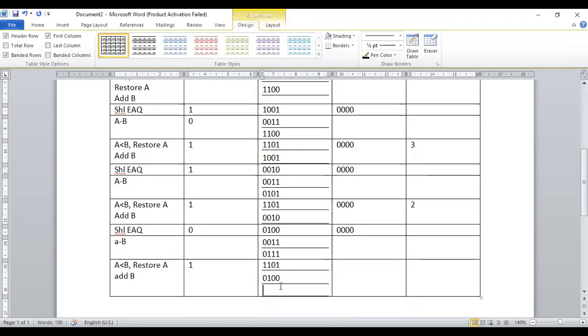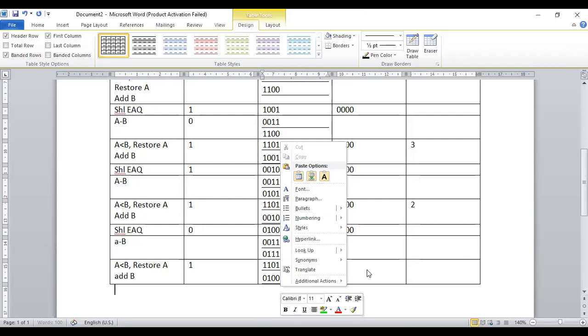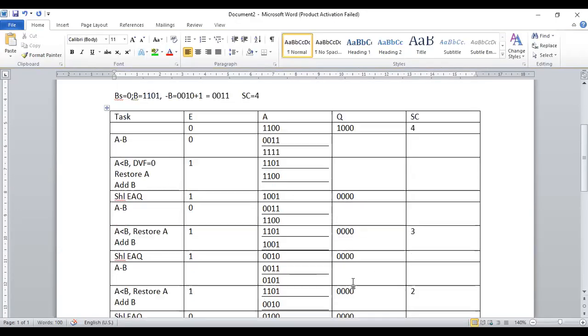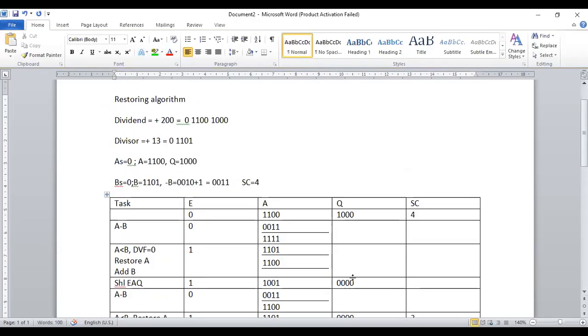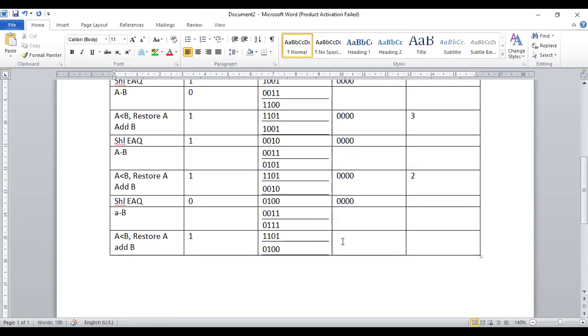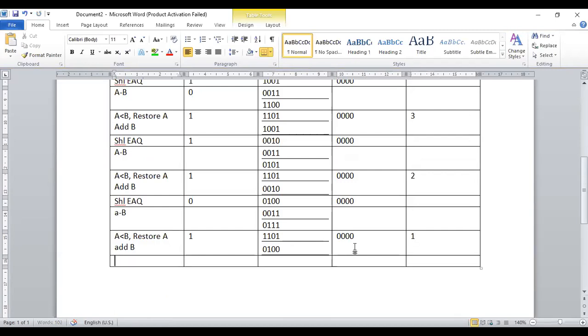Okay. See why the quotient is 0 every time. Am I doing correct way? Okay, let us see. 0, 0, 0, 0 only, and then reduce the sequence counter by 1. Okay, next. Something is wrong.